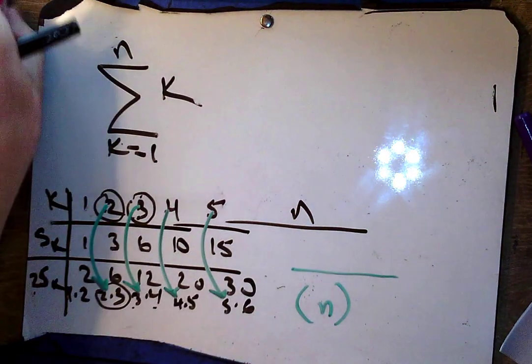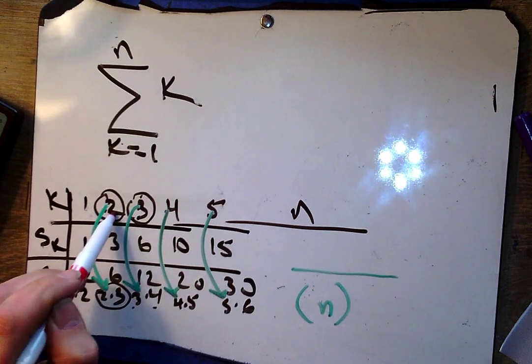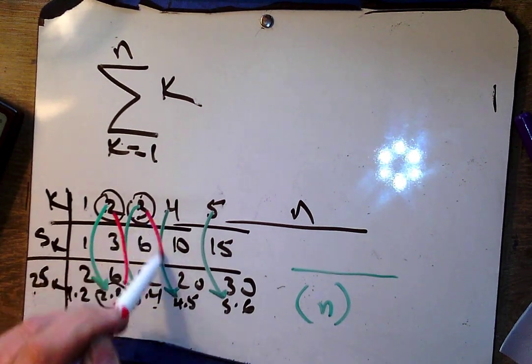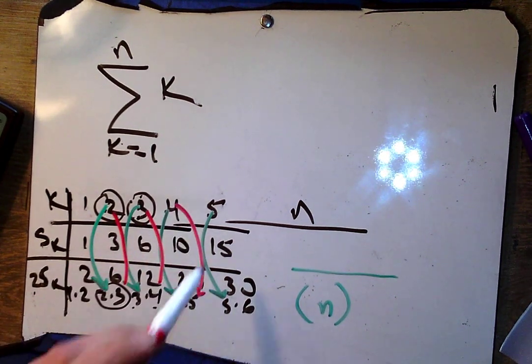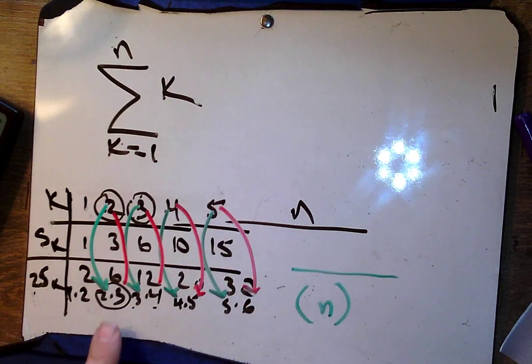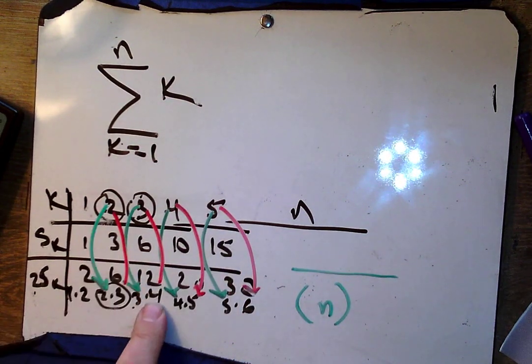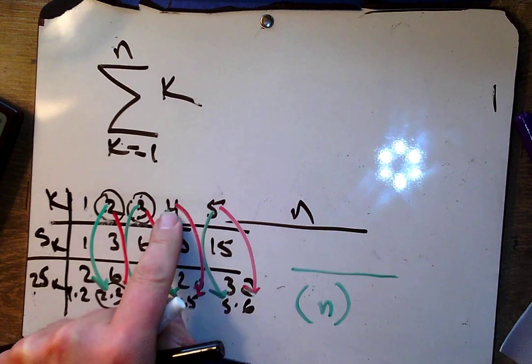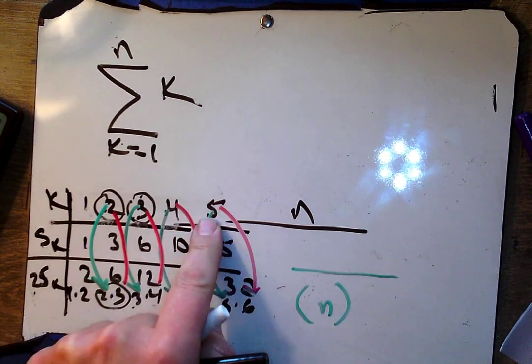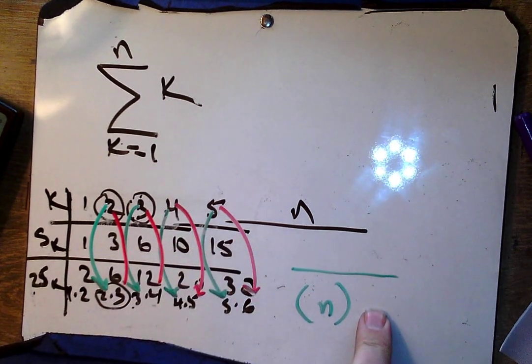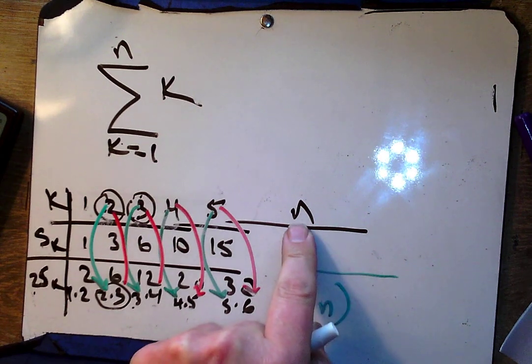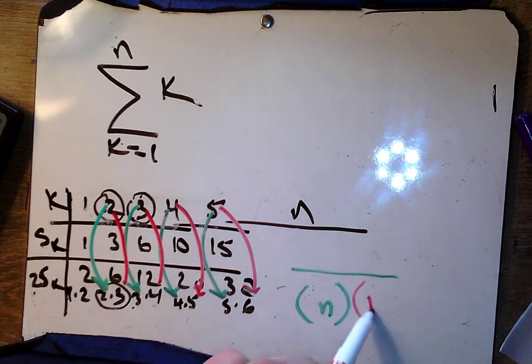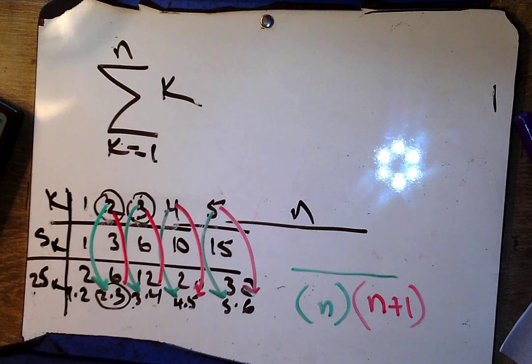Now what about these other numbers? What's the relationship here to here, here to here, here to here? Well, this is 1 more than that, and this is 1 more than that, and this is 1 more than that, and this is 1 more than that. So this has to be 1 more than that. Okay.